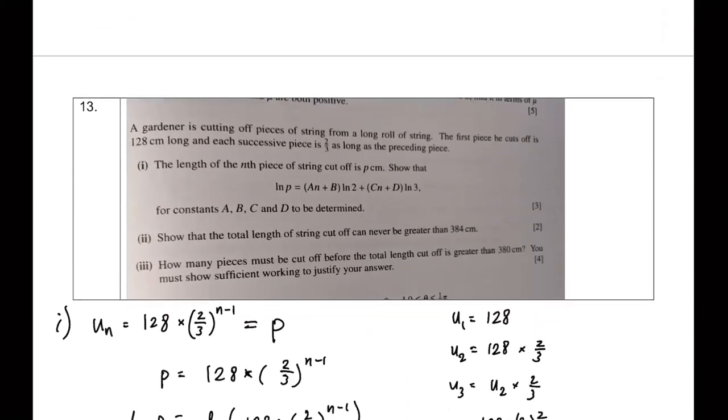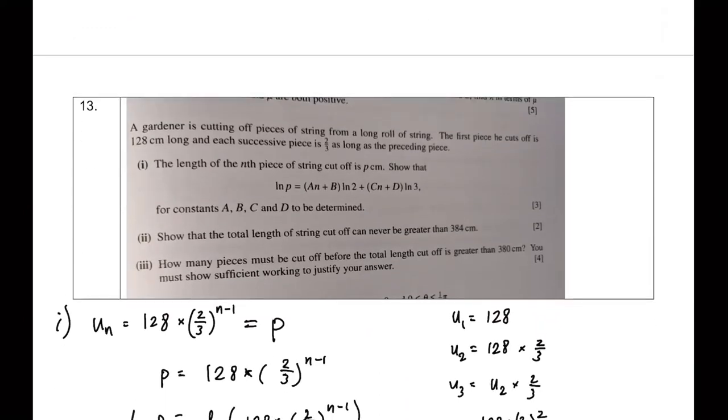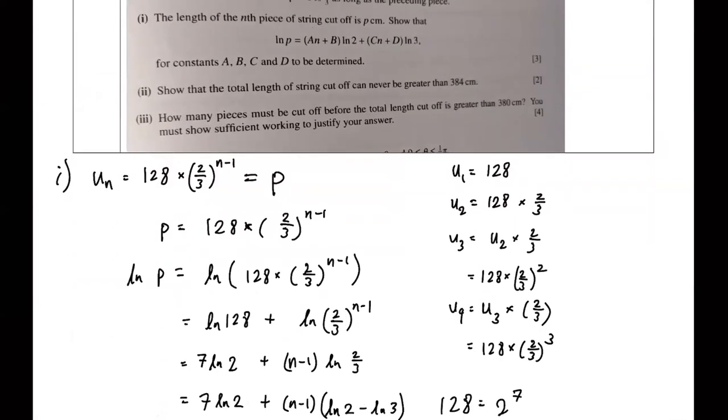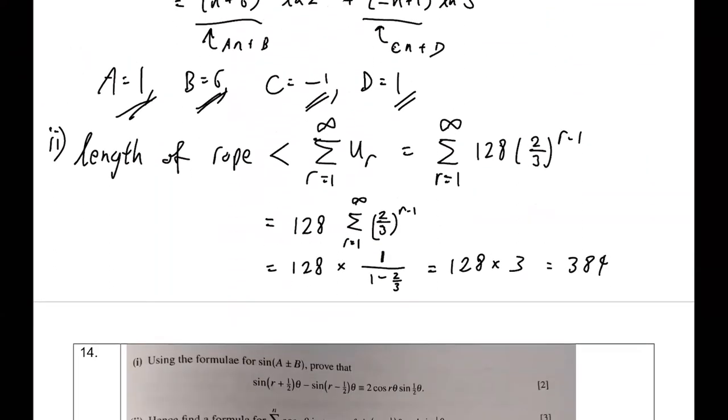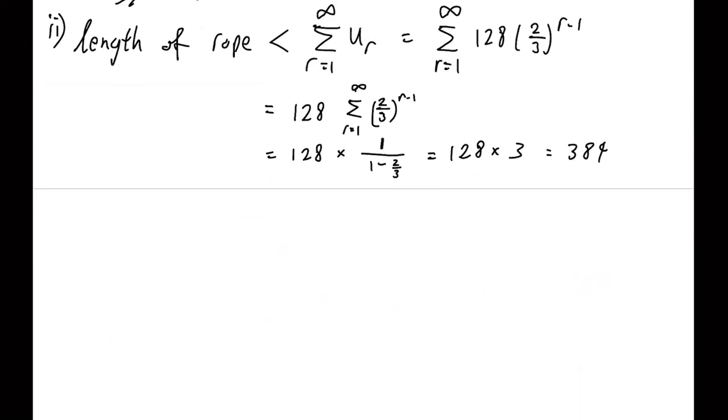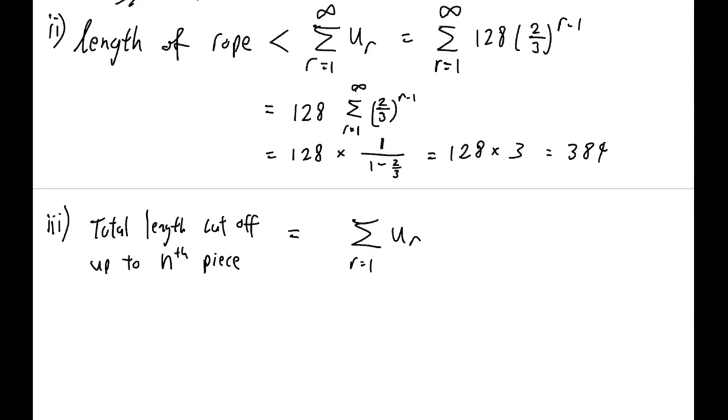Moving on to part 3: how many pieces must be cut off before the total length cut off is greater than 380 cm? You must show sufficient working to justify your answer. So the total length cut off is really just the total length cut off up to the nth piece. Maybe I should write this down. The total length cut off up to the nth piece is just the summation of ur from r equals 1 to n.